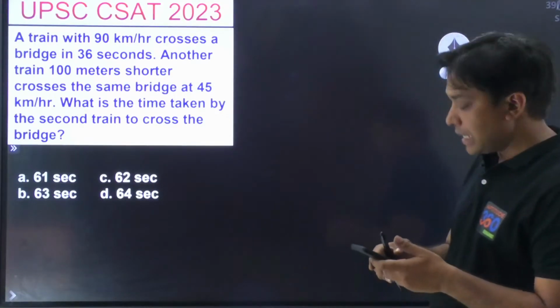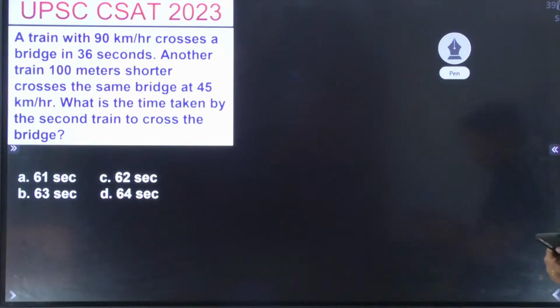A train with 90 kilometers per hour crosses a bridge in 36 seconds. Another train which is 100 meters shorter crosses the same bridge at 45 kilometers per hour. What is the time taken by the second train to cross the bridge?